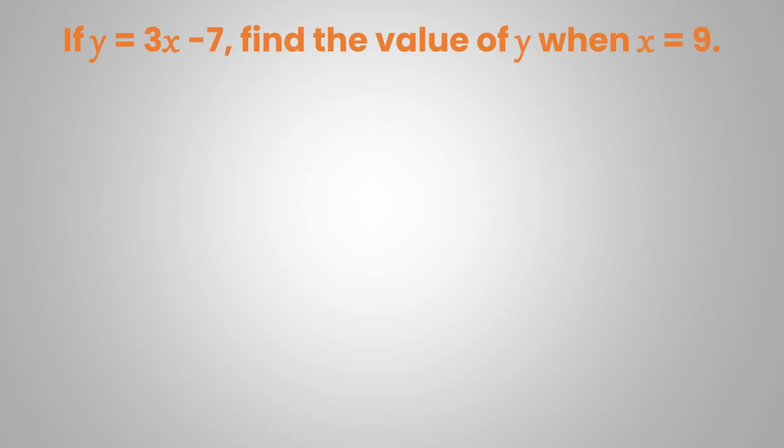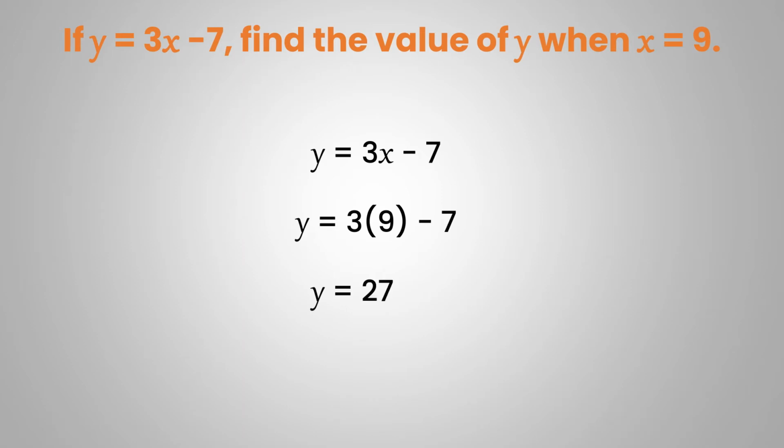If y equals 3x minus 7, find the value of y when x equals 9. I can substitute in a 9 for x in the original equation. This leaves me with y equals 3 times 9 minus 7. Simplifying, I get y equals 27 minus 7, or simplifying further, y equals 20. So when x is 9, y equals 20.